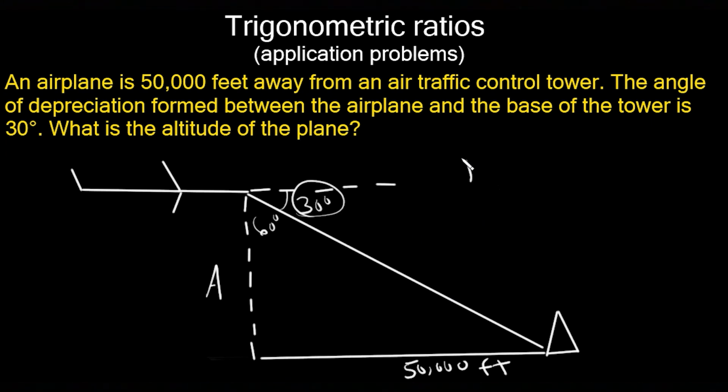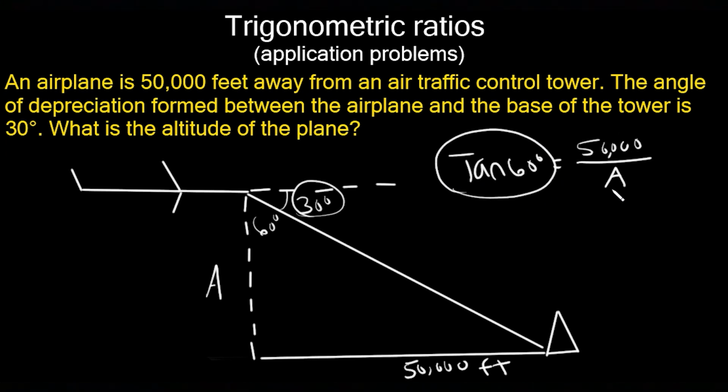So I'm going to say here tangent of 60 degrees is equal to, well, here we go. We're going to do opposite over adjacent. So that's going to be 50,000, okay, all over A. And from here, you just have to switch tangent of 60 degrees and your A variable, right? And then you can solve it. So I'm going to say here A is equal to 50,000, okay, divided by tangent of 60 degrees.